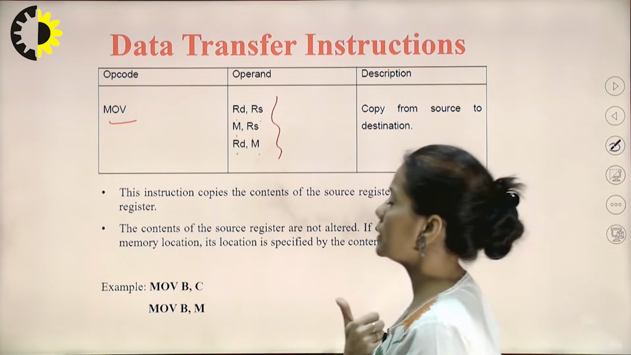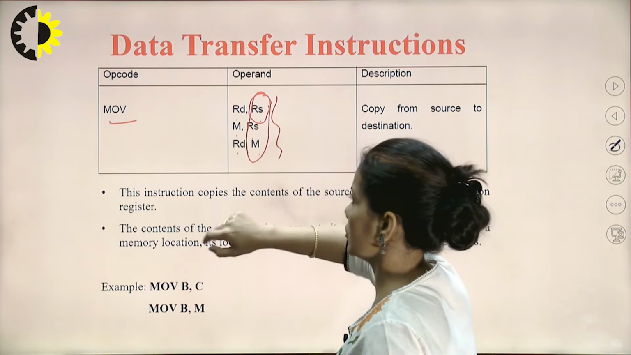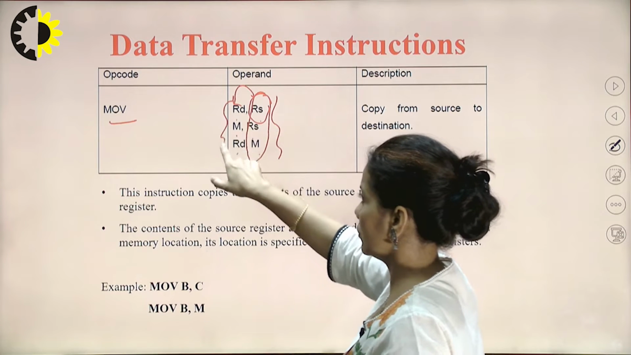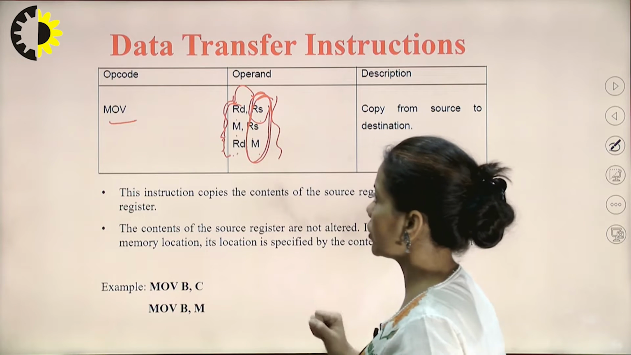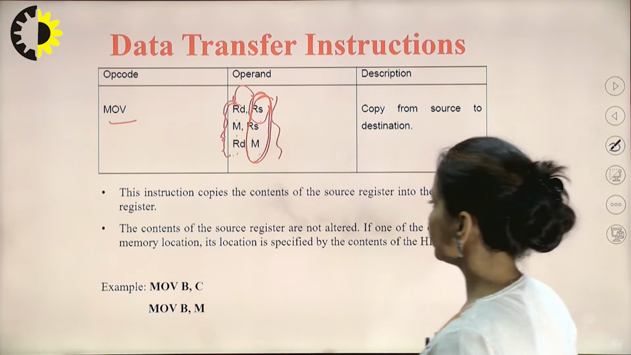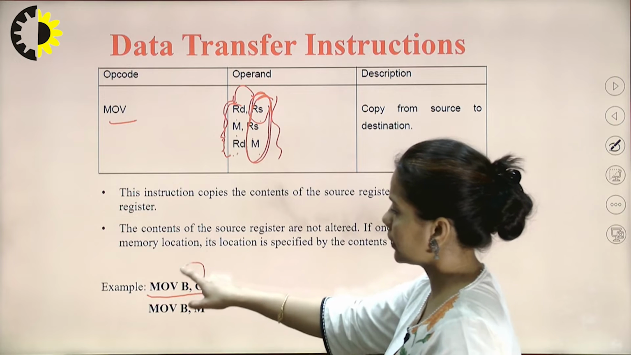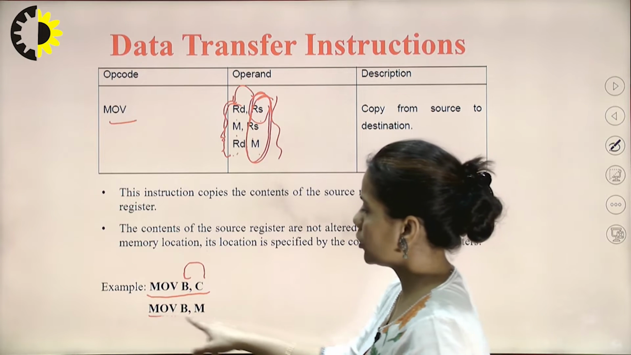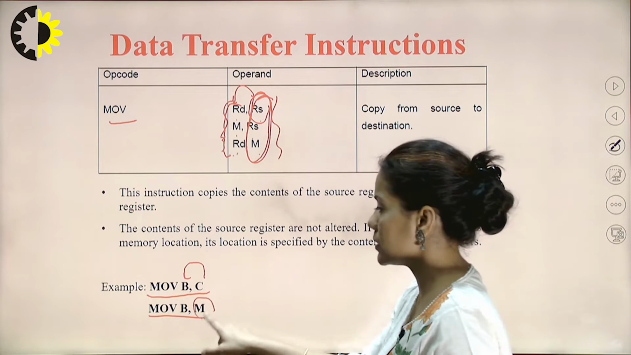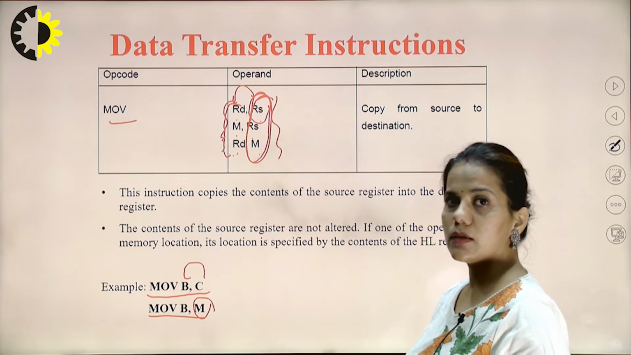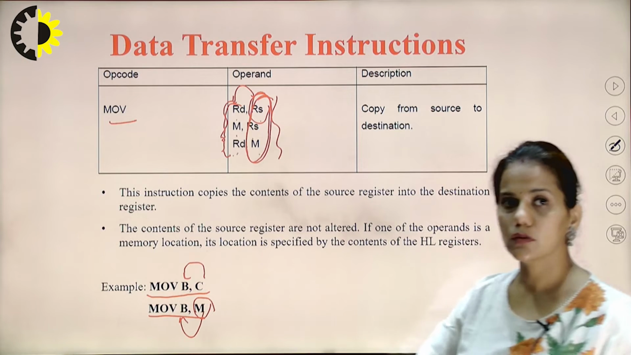So what is this instruction basically doing? It copies the contents of the source into the location of the destination. For example, MOV B, C will copy the contents of C into B. MOV B, M will copy the contents pointed to by the HL register pair, because M specifies the pointer given by the HL register pair, into the B register.